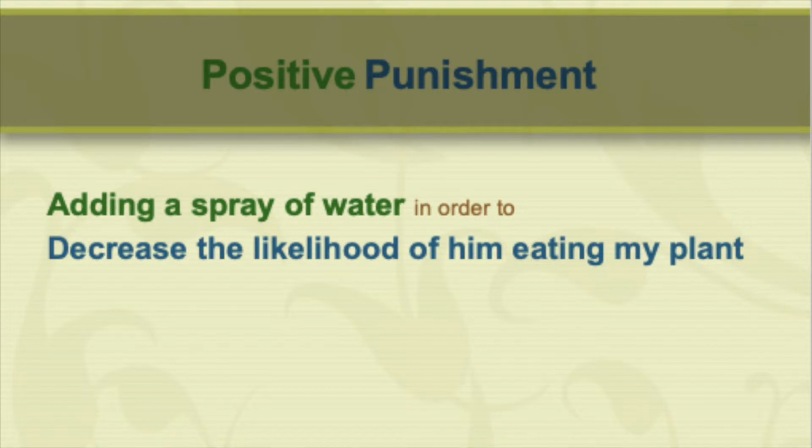So in this scenario, we will be using positive punishment. It is positive because we are adding a spray of water, which is an aversive stimulus, in order to decrease the likelihood of him eating my plant. So it's positive because we're adding a little spritz of water, and punishment because we are trying to decrease the plant eating behavior.